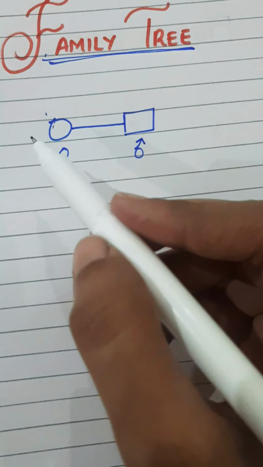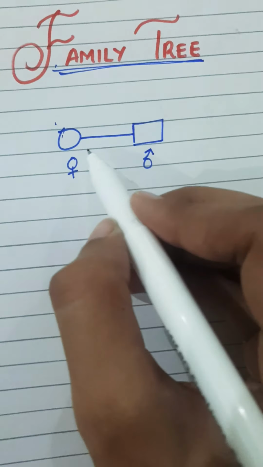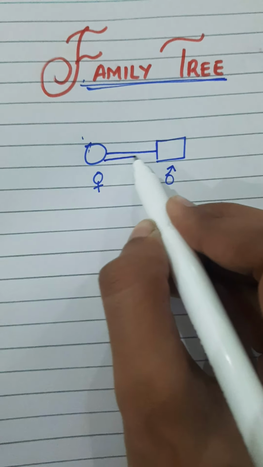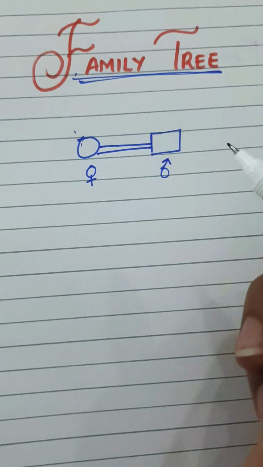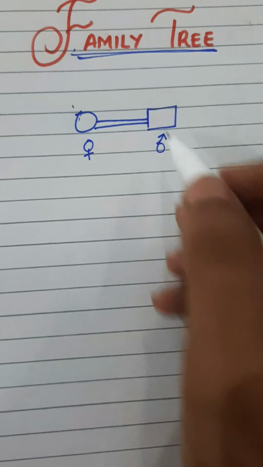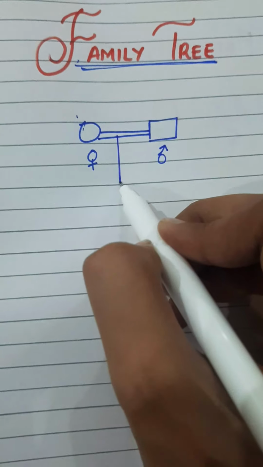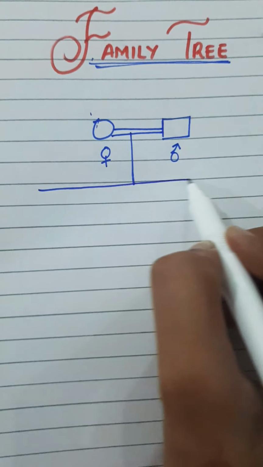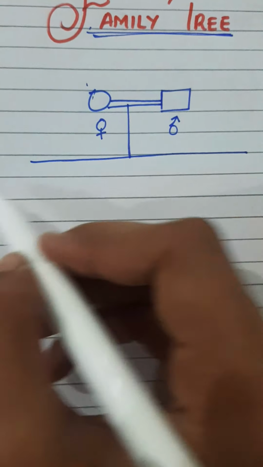But if there is a consanguineous marriage, which is a cousin marriage, then we will draw double lines to show the marriage is consanguineous between these two persons or in this pair. Then further we will draw this line to draw their children.